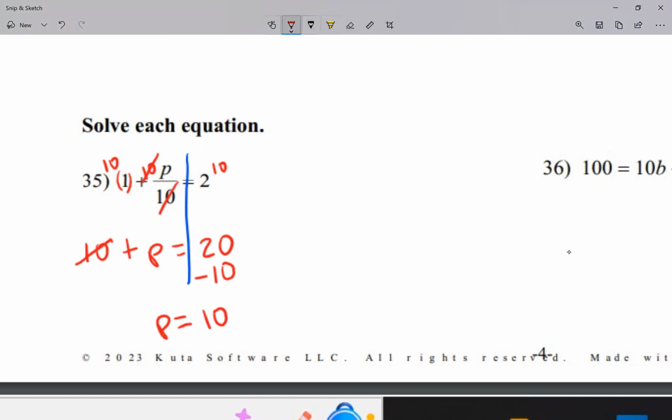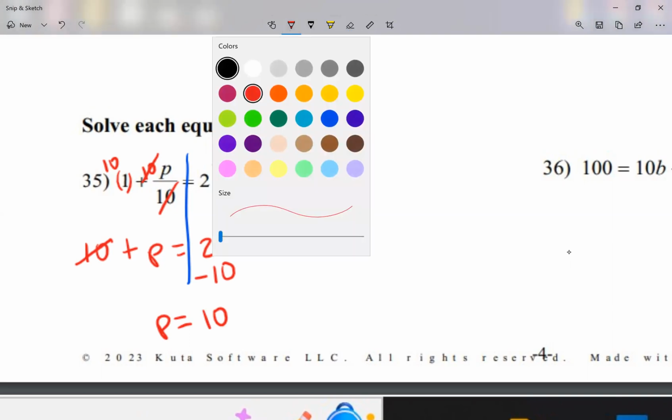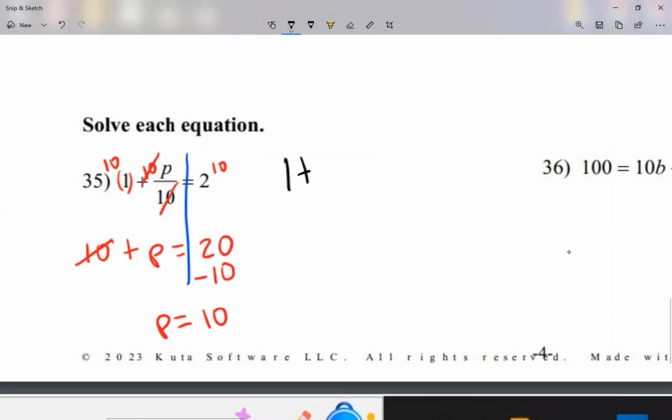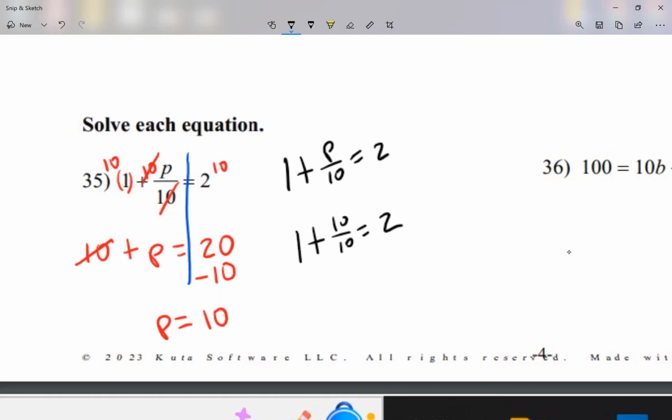As I mentioned at the beginning, the initial question was 1 plus P over 10 is equal to 2. I just found the value of P that will give me a true statement. So if I check, 1 plus 10 over 10 is equal to 2, right? 10 over 10 is 1. So in reality, it is 1 plus 1 equals 2. Yeah, it is a true statement.